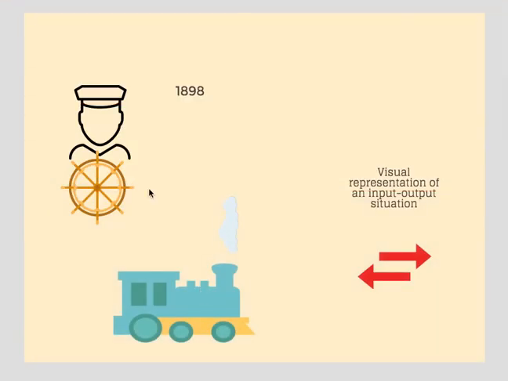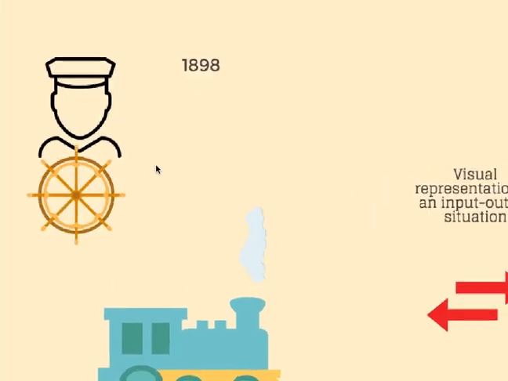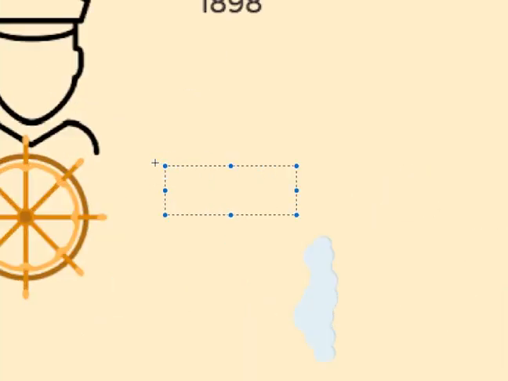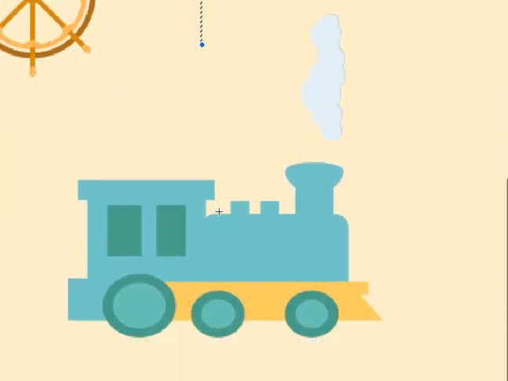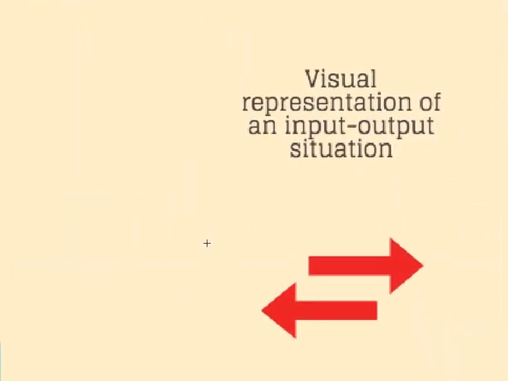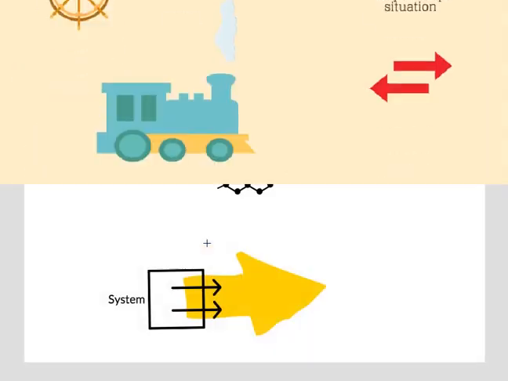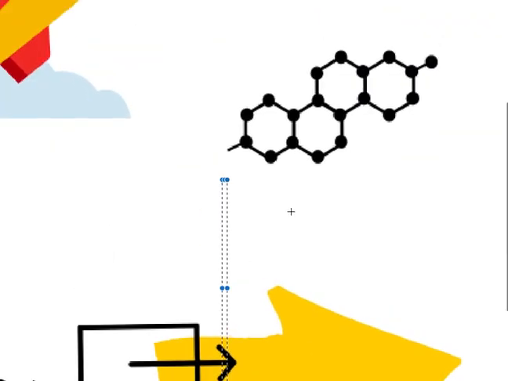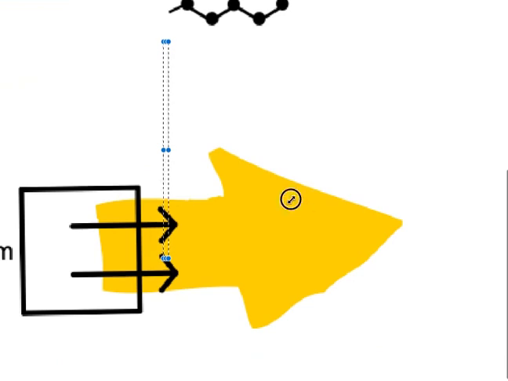Sankey diagrams are a particular tool developed by Captain Matthew Sankey, who used this diagram to show the energy efficiency in a steam engine in 1898. But what are they? They're a visual representation of an input-output situation. It can help to represent energy, material, time, or any kind of flow. At the early stages, this tool only illustrates one flow.